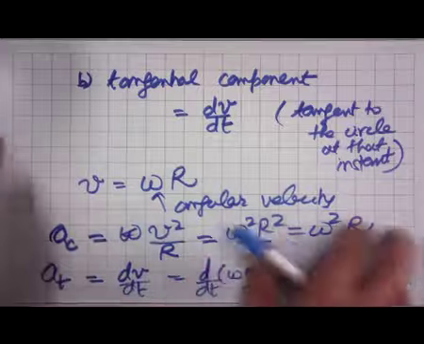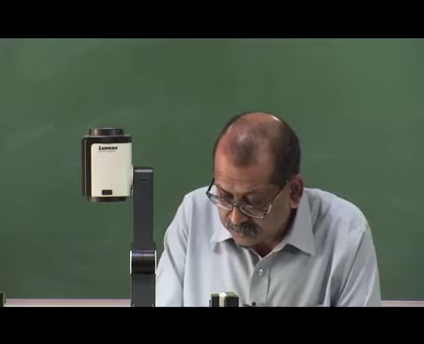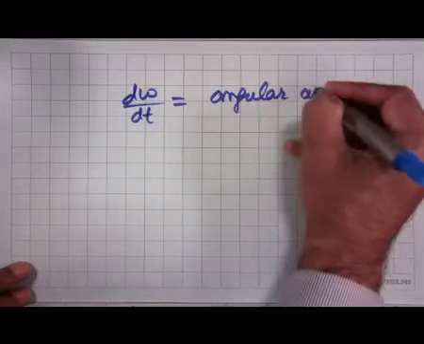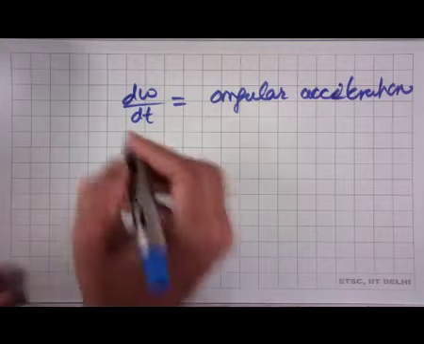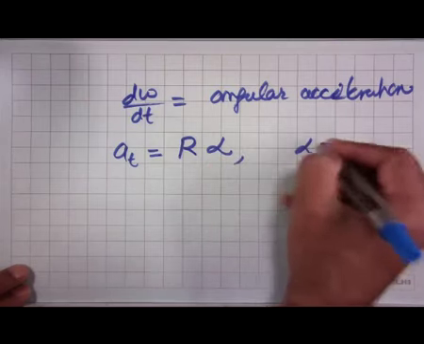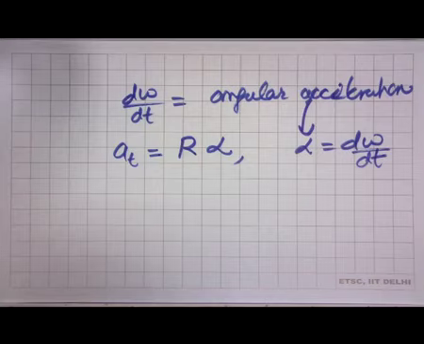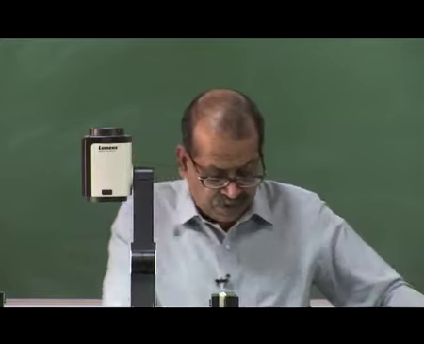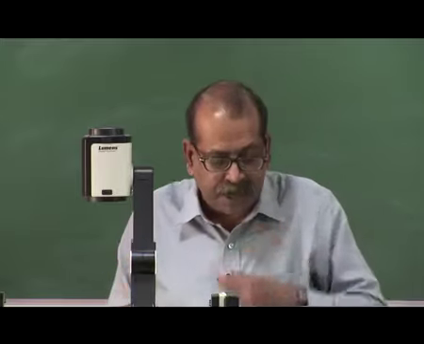and d omega by dt, what we have written here, this is called the angular acceleration. Rate of change of angular velocity, this is called the angular acceleration. And so, what we have is the tangential component is equal to r times alpha, where alpha is equal to d omega by dt, the angular acceleration. So, we have to take care of this when we have circular motion. Even when the body moves at a constant speed, the acceleration has to be there.